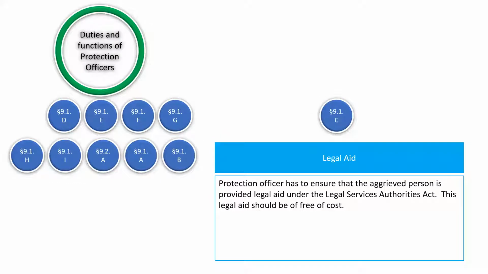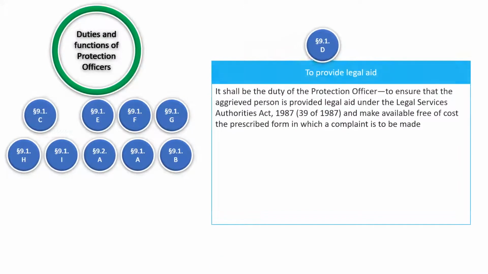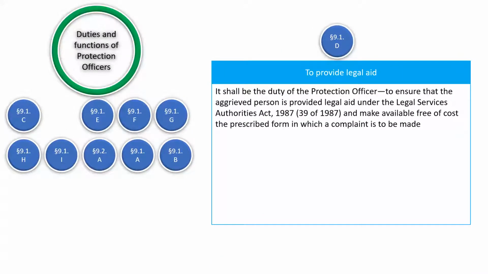Protection officer has to ensure that the aggrieved person is provided legal aid under the Legal Services Authorities Act. This legal aid should be free of cost. It shall be the duty of the protection officer to ensure that the aggrieved person is provided legal aid under the Legal Services Authorities Act, 1987, 39 of 1987, and make available free of cost the prescribed form in which a complaint is to be made.